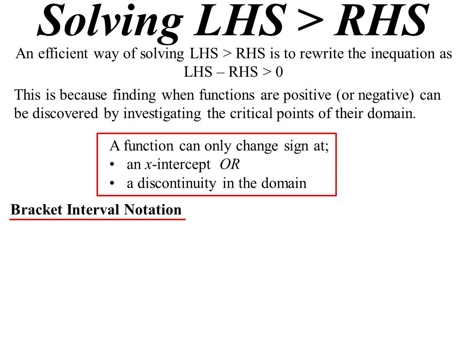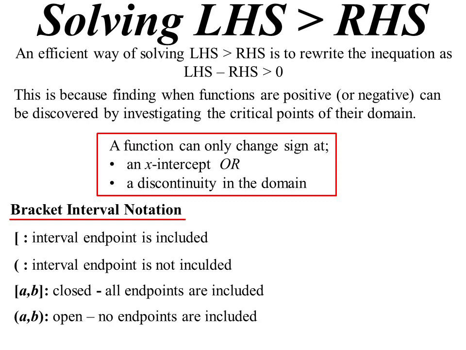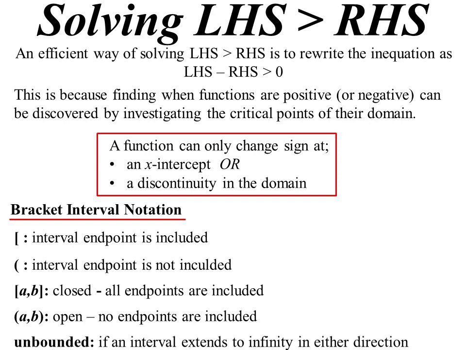Just a reminder of bracket interval notation. The square bracket, that means the interval's endpoint is included. The parenthesis, that means it's not included. So closed brackets on both sides, then we call it closed. So all the endpoints are included. Whereas if it was parentheses on both sides, we call that open. And so the endpoints are not included. We say it's unbounded if part of that interval just keeps going to infinity. There is no boundary, it just keeps going.